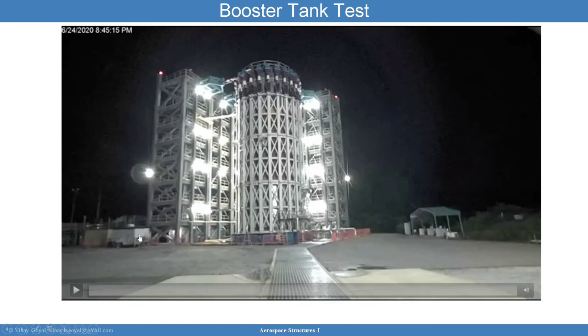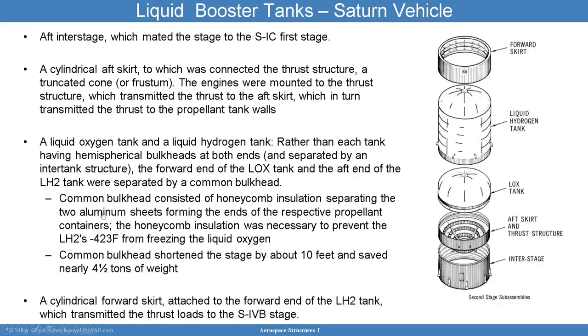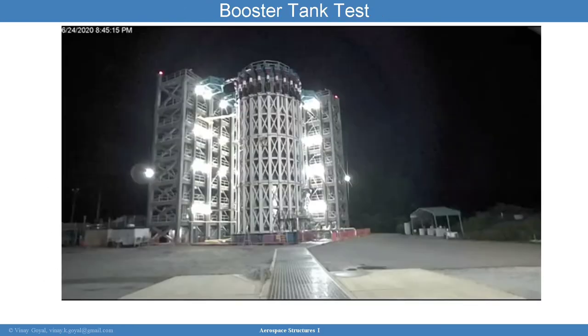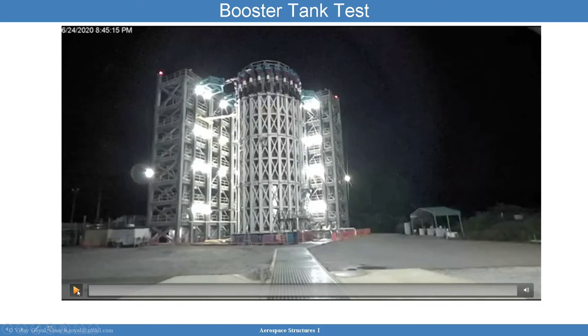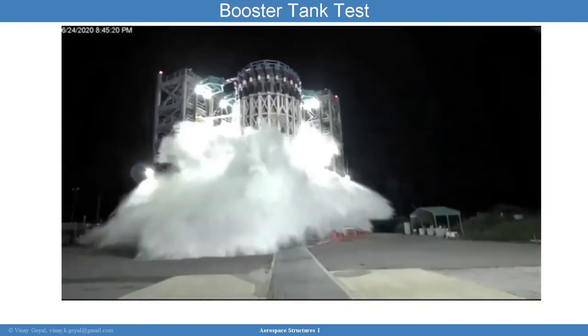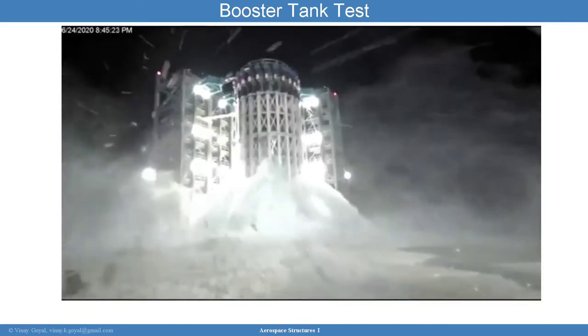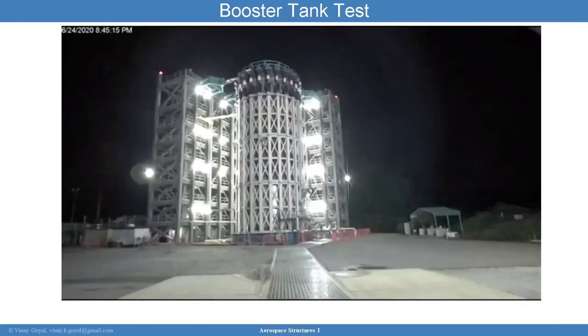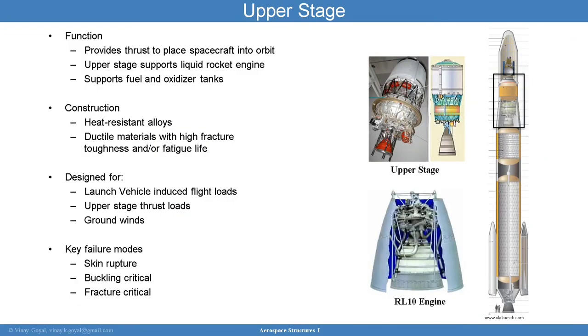Here's a video of a booster tank test. These booster tanks are typically tested under pressure loads and sometimes external loads. And this load, this pressure that's applied, is applied through a fluid, usually water. So it's a hydro burst test in this case, and I want to show the video for that. What an explosive event. Let's look at the upper stage now.